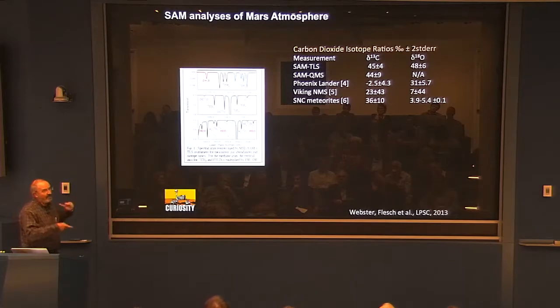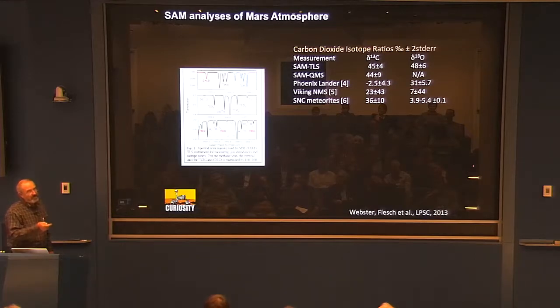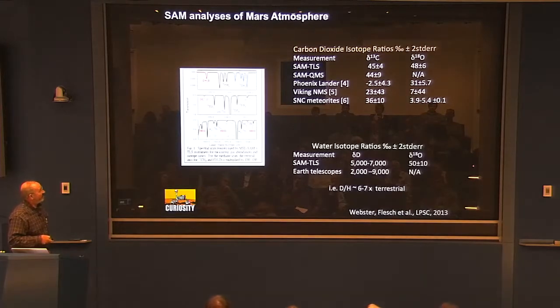So both the carbon and oxygen are enriched in heavy isotopes, consistent with loss of the atmosphere. And those values are in fact quite different to values that were measured previously for Mars using the Phoenix and Viking landers, and also Martian meteorites that have landed on Earth. So the data from Curiosity is very robust. The best data we have about the isotopic composition and the composition of Mars' atmosphere.